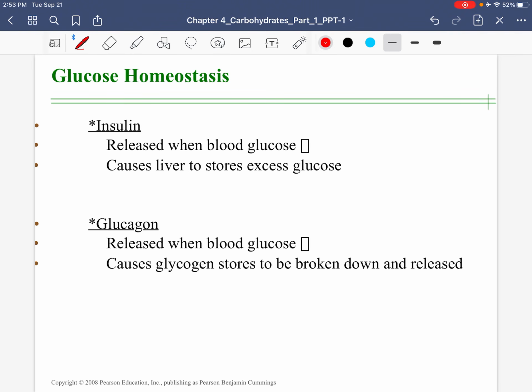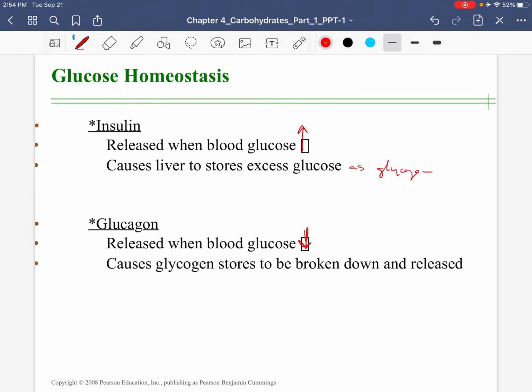Okay, so these are both hormones produced and released by the pancreas. After being released, these hormones go to the liver. Insulin is a hormone that's released when blood sugar is too high. When insulin gets to the liver, because it wants to fix too high a blood sugar, it tells the liver to store some of that glucose as glycogen, thereby reducing the blood sugar back to normal.